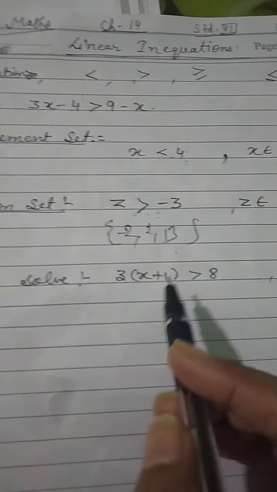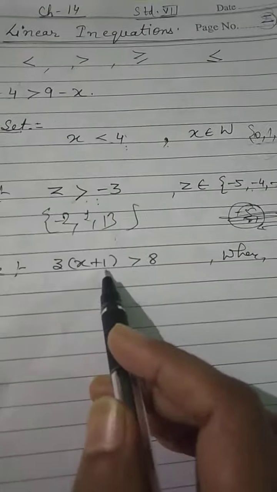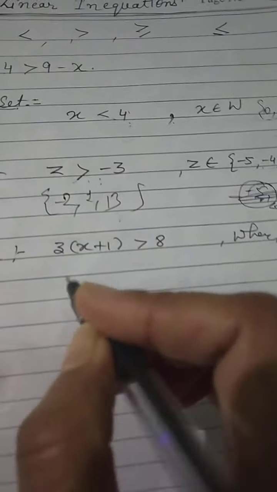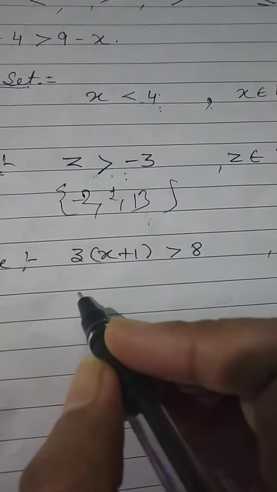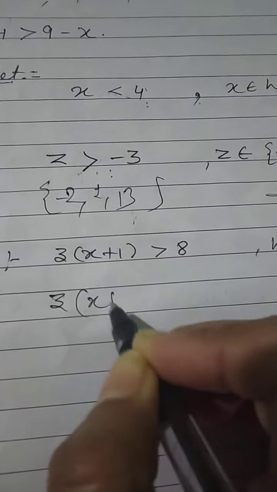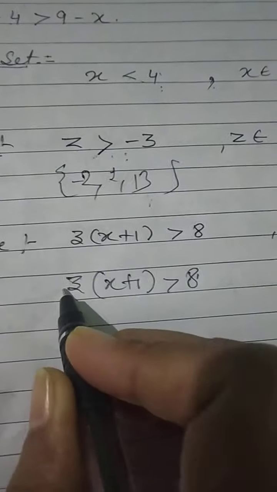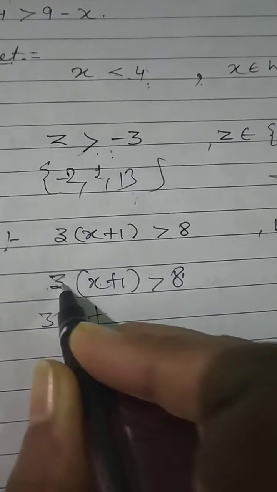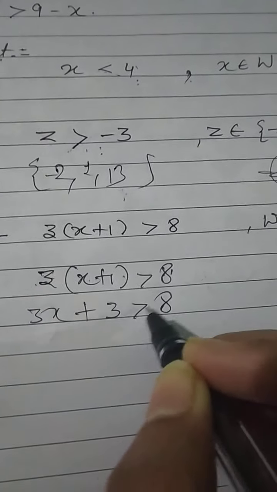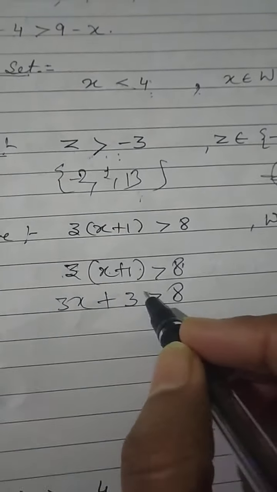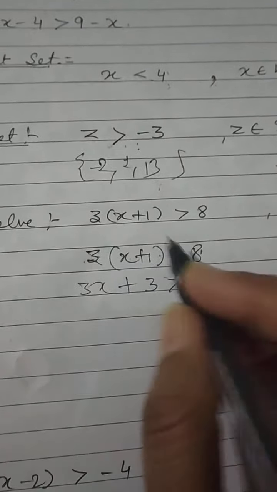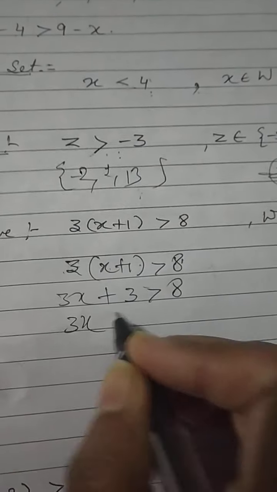You will understand better. Suppose you have to solve this. How will you solve it? We will use the transposing method. 3x plus 1 is greater than 8. Now multiply 3 into x: 3x plus 3 ones are 3 is greater than 8. This sign will remain like this; you are not writing the equals sign, you have to write it like that only. Now 3x is greater than 8.